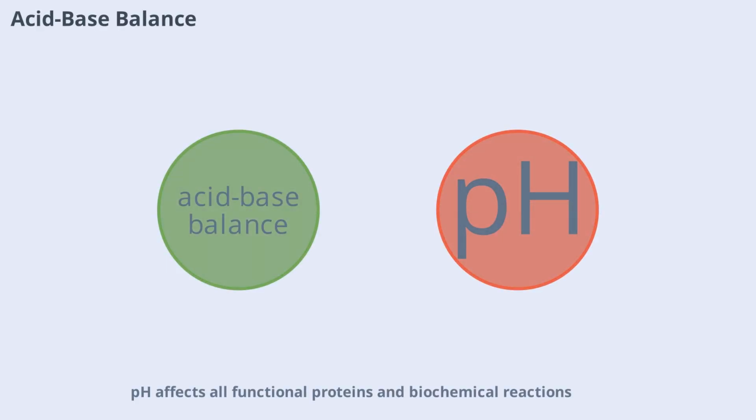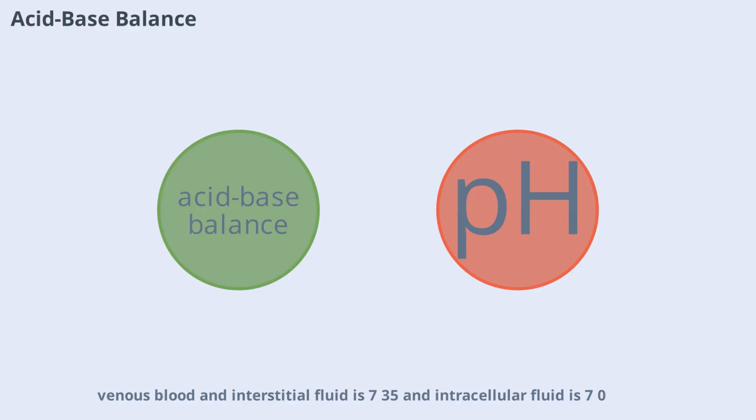pH affects all functional proteins and biochemical reactions, so it is closely regulated by the body. Normal pH of arterial blood is 7.45, venous blood and interstitial fluid is 7.35, and intracellular fluid is 7.